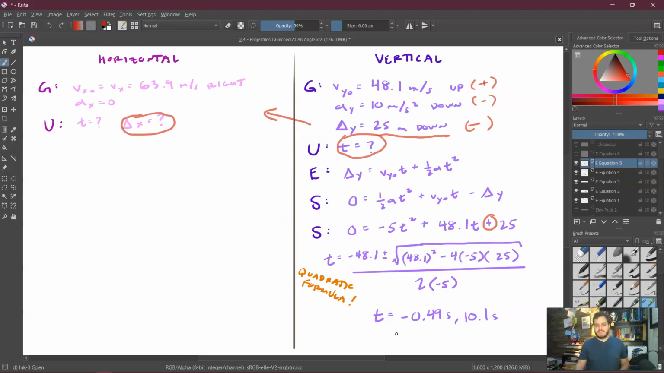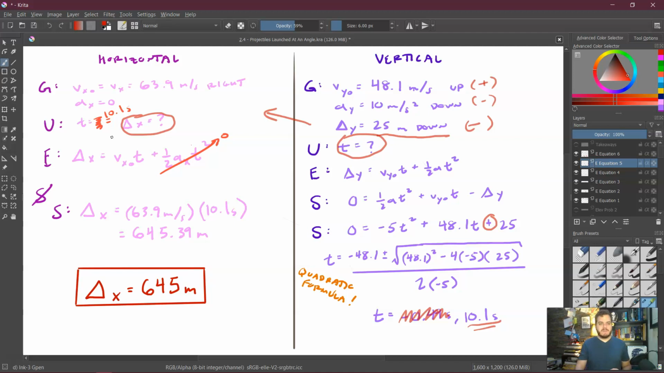And when we get numbers, you'll see that you get two answers, because quadratic equations have two answers. You get negative 0.49 seconds and 10.1 seconds. Well, because one of these is negative, we know it can't be that. We did not go back in time as the cannonball was fired, so it must be 10.1 seconds.